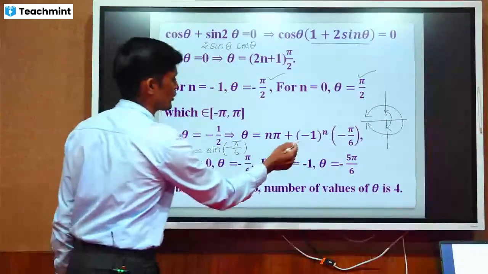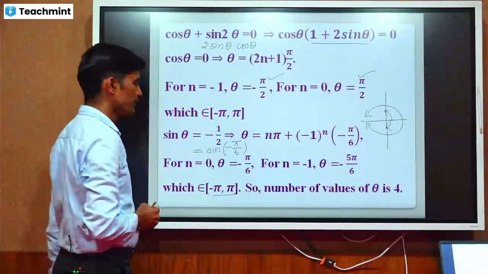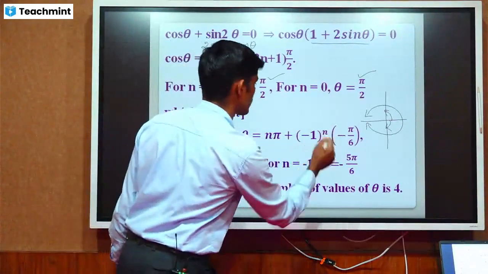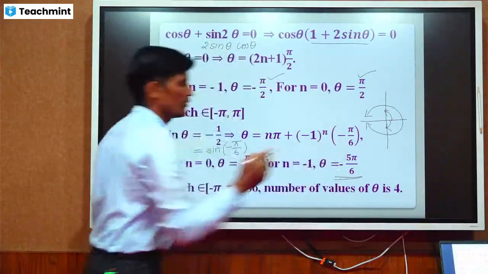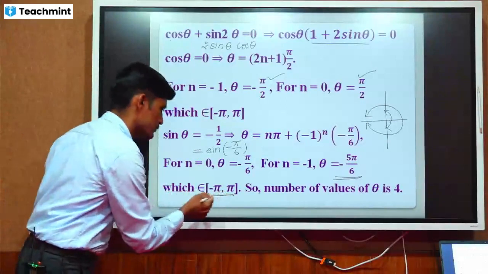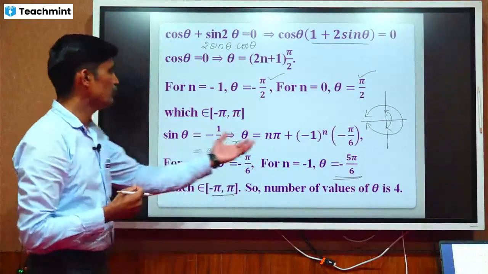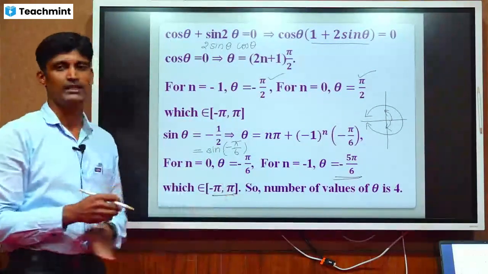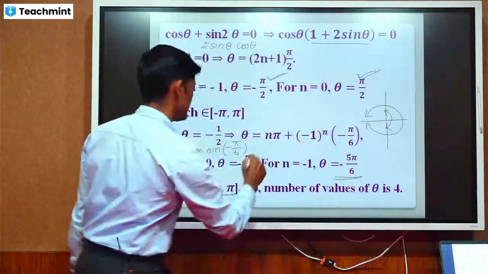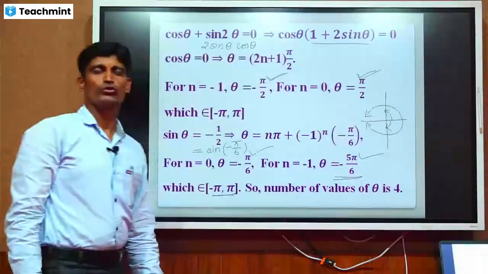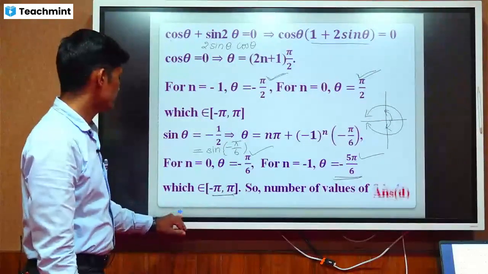Let us put n equal to 0 here. We will get minus pi by 6, and that belongs to this interval minus pi to plus pi. And when n is equal to minus 1, minus pi minus 1 into minus pi by 6 gives you minus 5 pi by 6. That also belongs to the interval. For other values of n other than 0 and minus 1, the values of theta we get are not in the interval minus pi to plus pi. Therefore, altogether 1, 2, 3 and 4. These are the 4 solutions of the given trigonometric equation in the interval minus pi to plus pi. That is answer D.